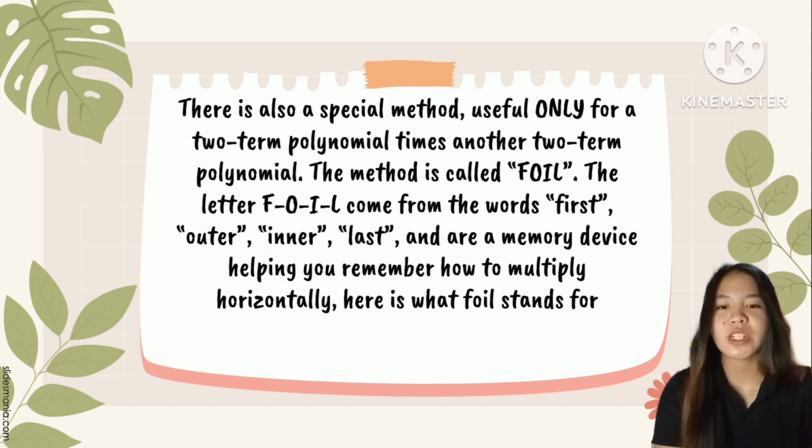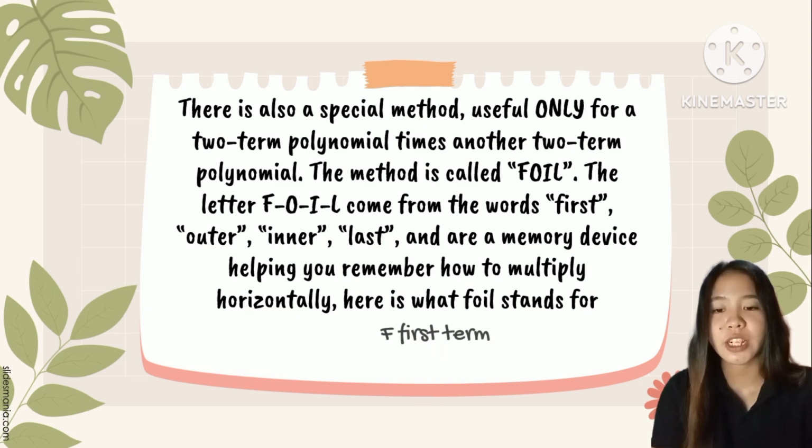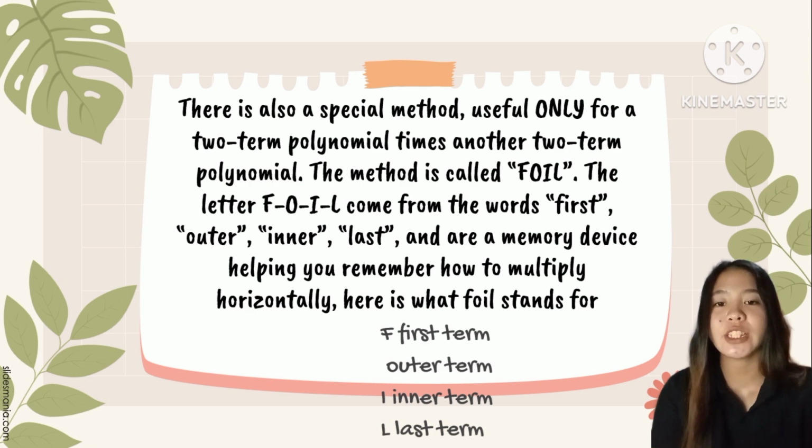There is also a special method useful only for two-term polynomials. The method is called FOIL. The letters in FOIL come from the words first, outer, inner, last, and are a memory device helping you remember how to multiply horizontally. Here is what FOIL stands for. F stands for first term, O stands for outer term, I stands for inner term, and L stands for last term.